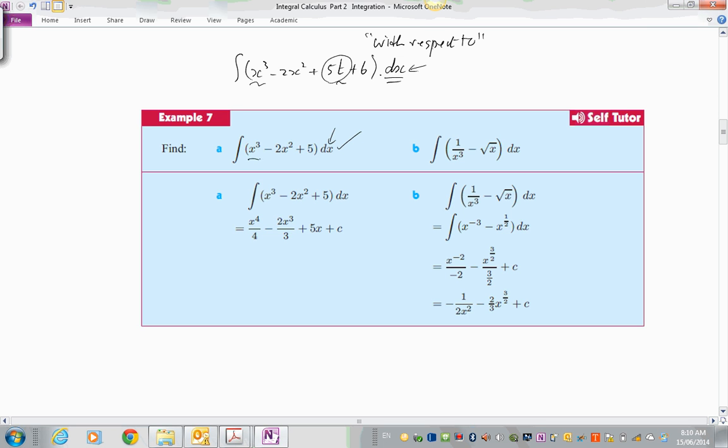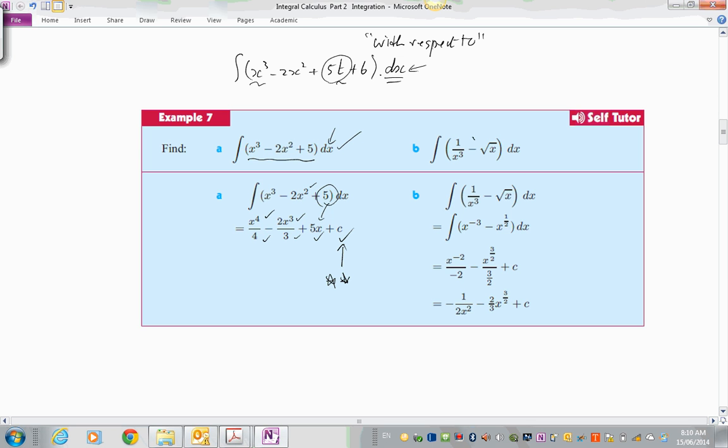So this is okay. Let's do it. Let's increase the power by 1 divided by new power. Neg 2, increase the power by 1 divided by new power. And then 5, derivative of a constant is 0, but we're doing the opposite. It is 5x plus c. Very, very important. Always remembering there's a whole family of functions which, when differentiated, will give the original function.